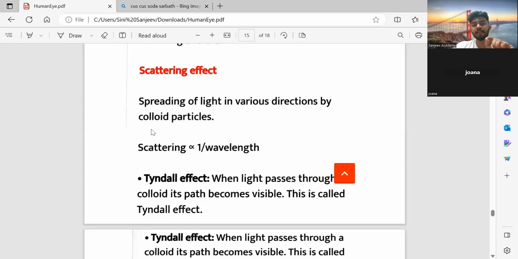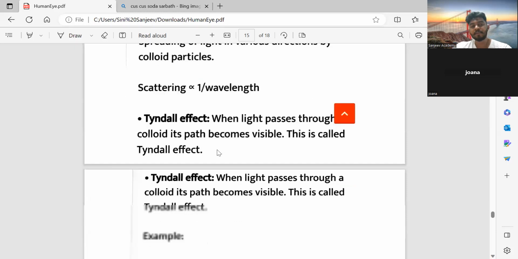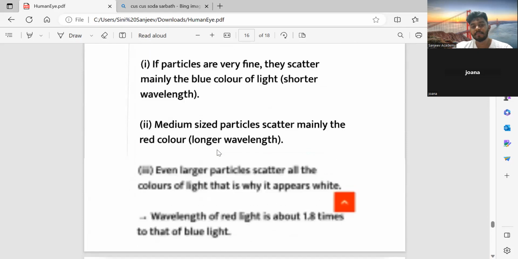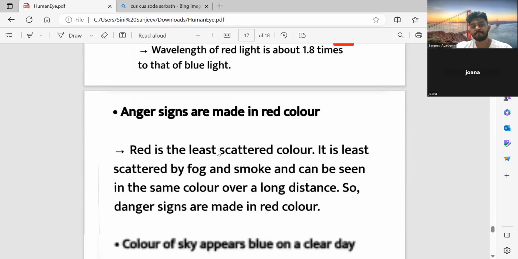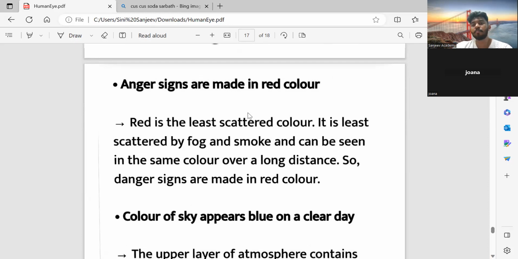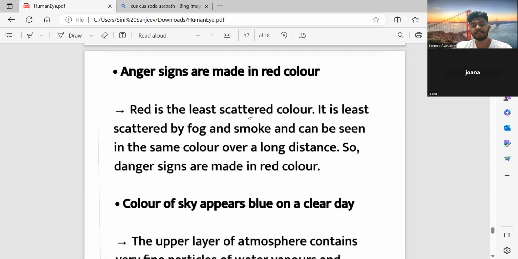So scattering is inversely proportional to wavelength. More scattering, less wavelength. Less wavelength, more scattering. Same thing I told. Again, you have to remember this mathematical relation. Then some application level: danger signs are made in red color because obviously red has the least deviation, so more wavelength. Okay, so that's a thing.